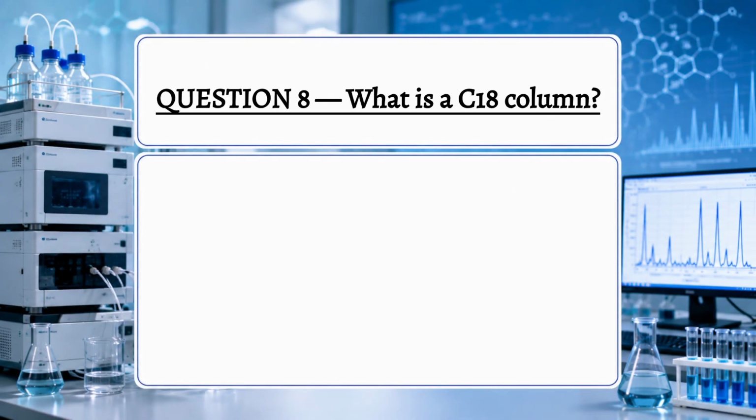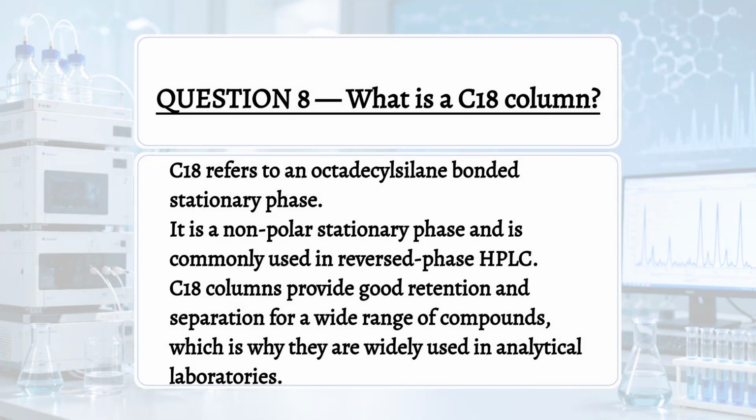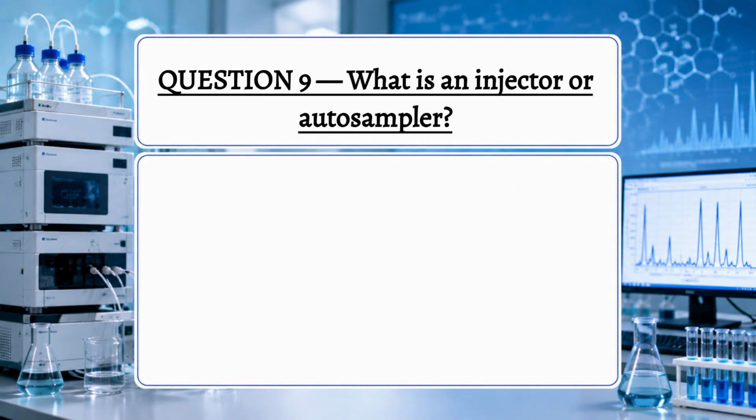Question 8. What is a C18 column? C18 refers to an octadecyl silane bonded stationary phase. It is a non-polar stationary phase and is commonly used in reversed phase HPLC. C18 columns provide good retention and separation for a wide range of compounds, which is why they are widely used in analytical laboratories.